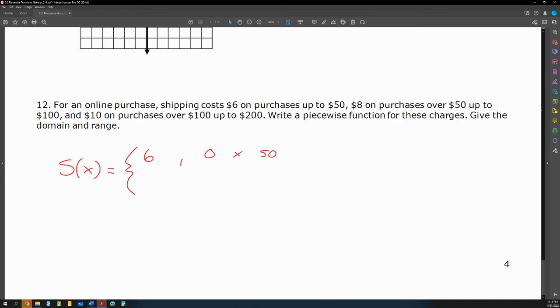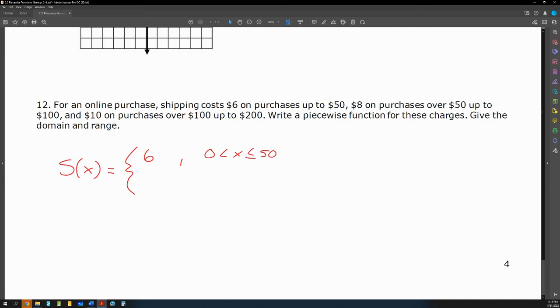Now we have to determine what those inequalities are. So we know that if you spend $0, you shouldn't be paying anything on shipping because you didn't buy anything. So we don't want to include 0. We do, however, include $50, since these are purchases up to $50. If I spend $50, I should be spending $6 on shipping, so we do want to include that in the domain of this first piece.